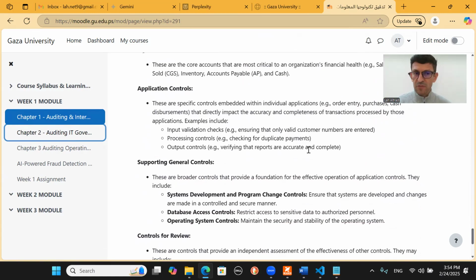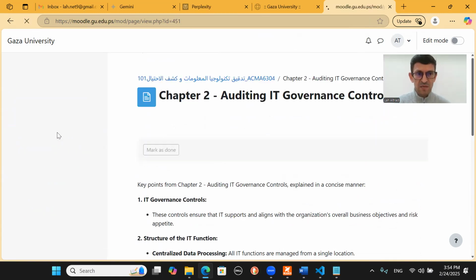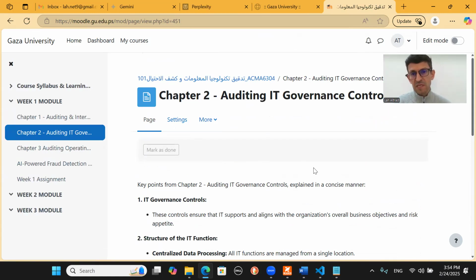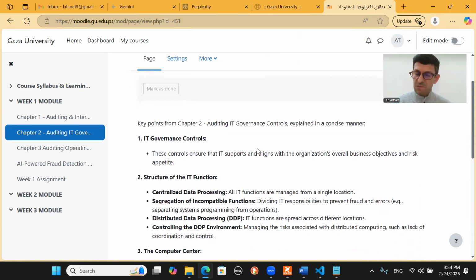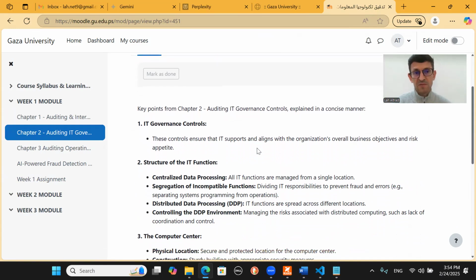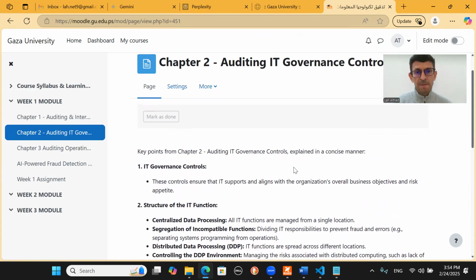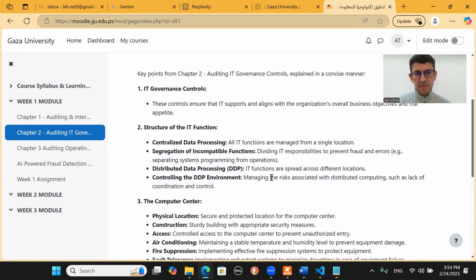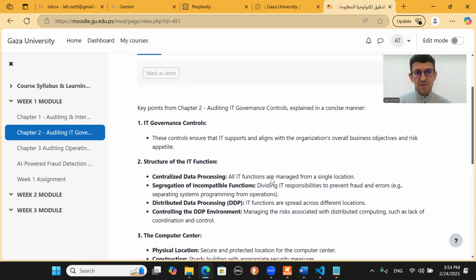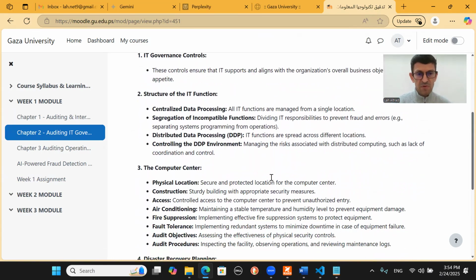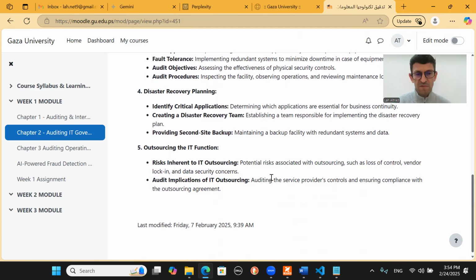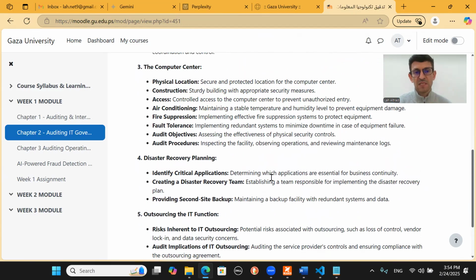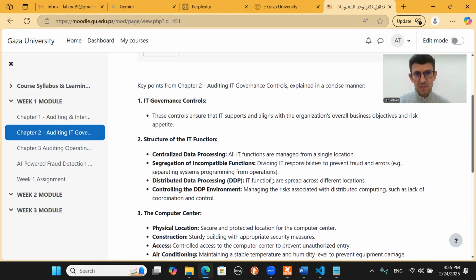Chapter 2 is also summarized on the next page right here. Chapter 2, Auditing IT Governance Controls. I tried to list a quick and short summary about that, so you can see the objective of the chapter listed here. The chapter has main points, like 1, 2, 3, 4, 5. I really tried to summarize that into very short and quick ones.